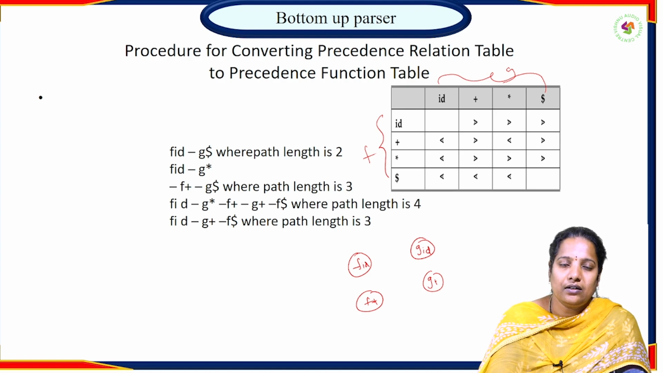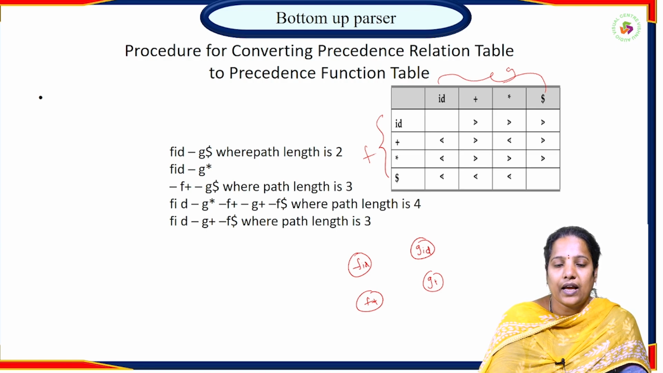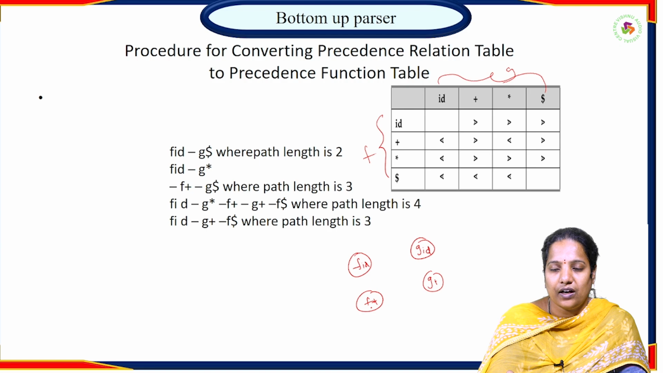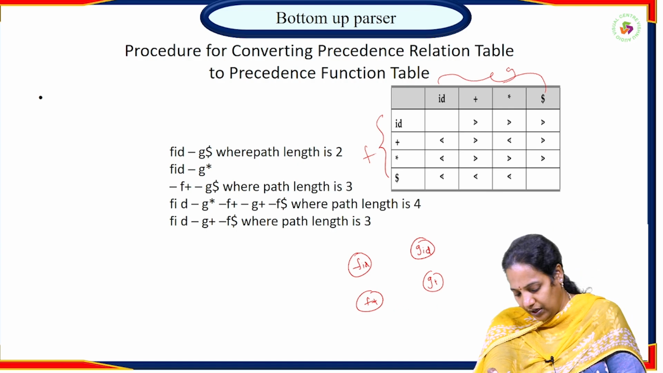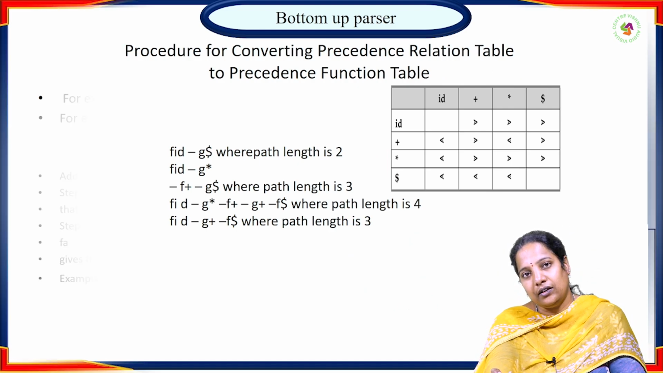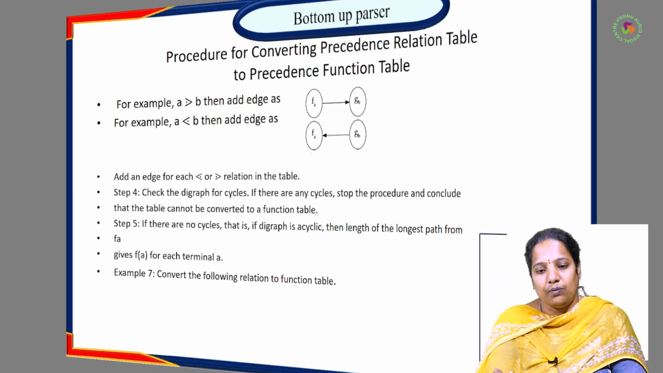If it is a cyclic graph, it is not possible to construct the operator precedence parser. If it is acyclic, then we need to calculate the length of longest path from the given node. For example, for F plus, from that node to any dollar, what is the length of longest path? That value we need to enter inside the function table like this.